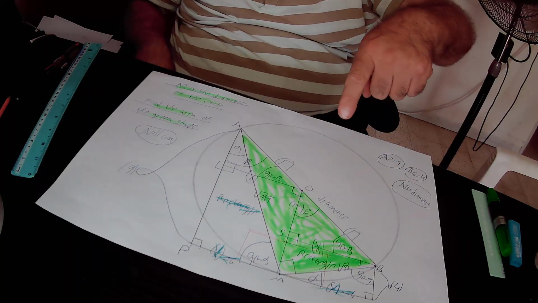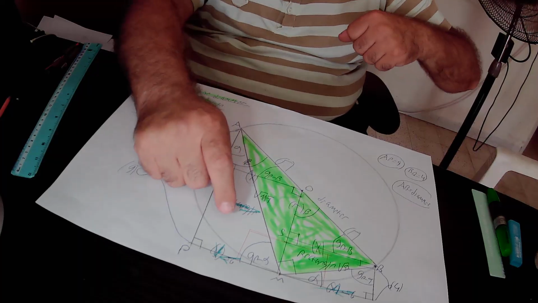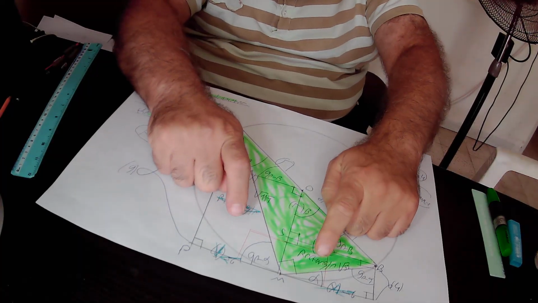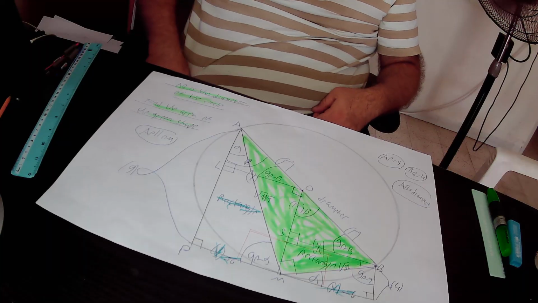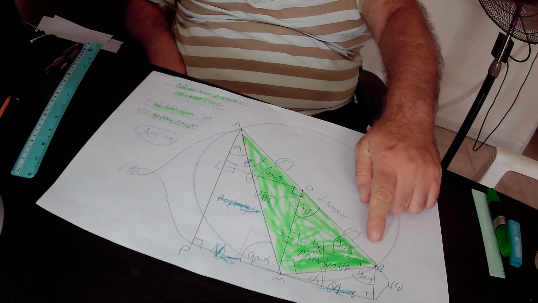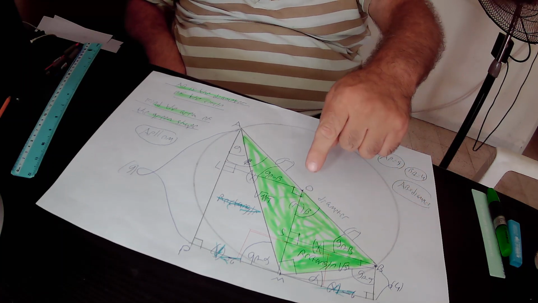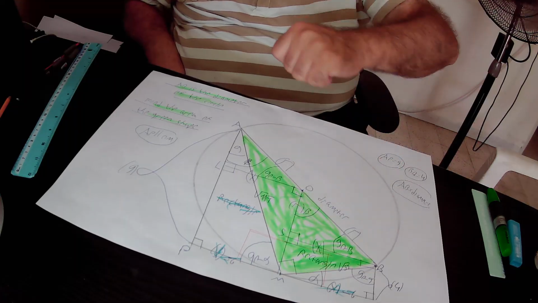radius MQ. If PQ is perpendicular to MQ, it means this angle equals 90 degrees, and this angle also equals 90 degrees according to rule 1. In the next step, we do a construction, that is to say, from point B, we draw a perpendicular on OM. So this angle equals 90 degrees, and this angle also equals 90 degrees according to our construction.